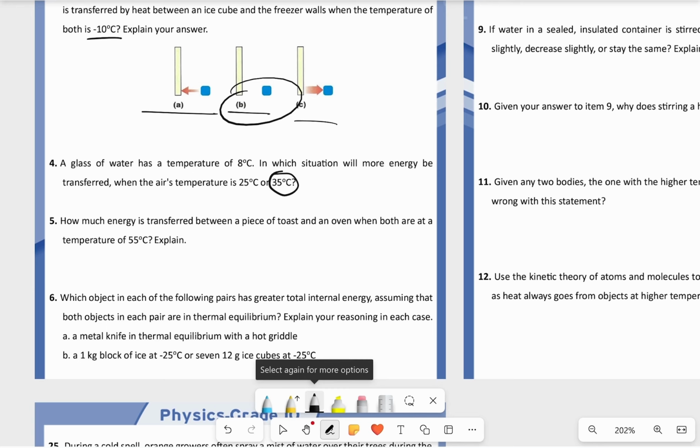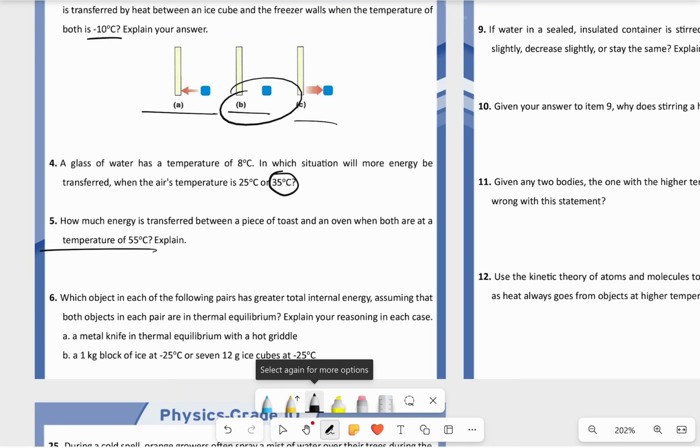How much energy is transferred between a piece of toast and an oven when both are at a temperature of 55 Celsius? Explain. So no heat energy is transferred because they are in thermal equilibrium. Which object in the following pairs has greater total energy, assuming that both objects in each pair are in thermal equilibrium? Explain your reasoning in each case.